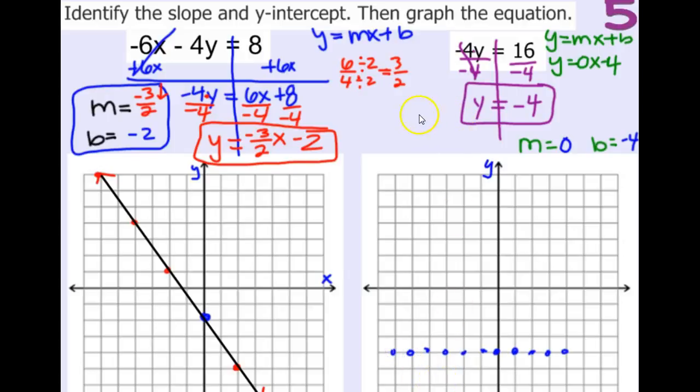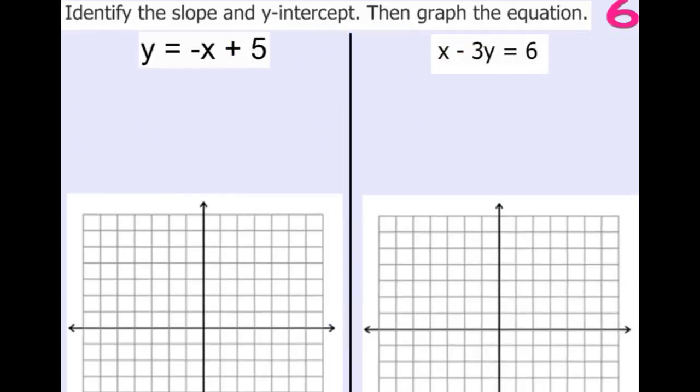This is one to remember. It's the same as saying we're going to cross the y-axis at -4, which is what we're doing. We're going through the y-axis at -4. Alright, I would like you to try these two on your own, and then check with the video, press play, see if you got them right.